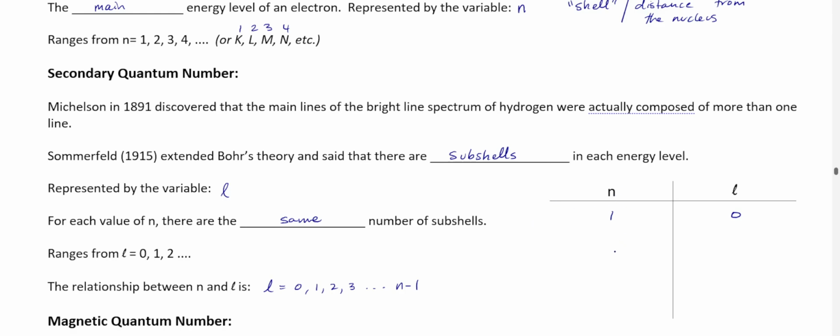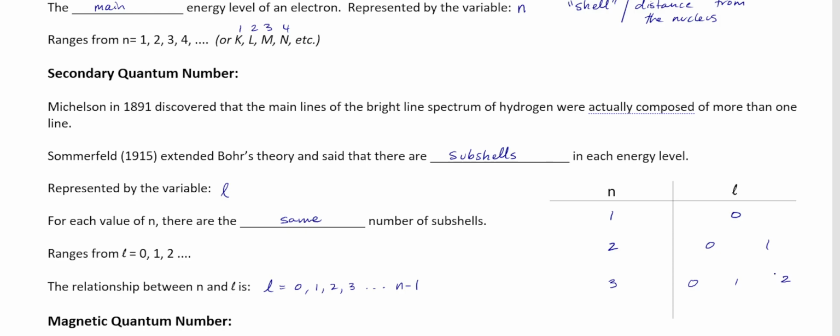In the second energy level, again, I should have 2 subshells because it's the same number of subshells. So I have 2 subshells, and I'm going to go from 0 all the way to n minus 1. Well, if n is 2, the highest I can go is 2 minus 1, that's 1, so I'm going to have 0 and 1. Then in the third energy level, I can have 3 subshells, and you may have guessed it already, 0, 1, and 2.